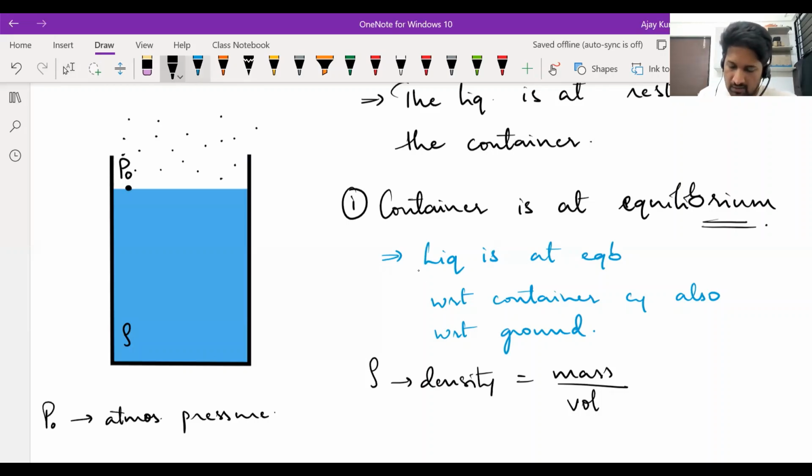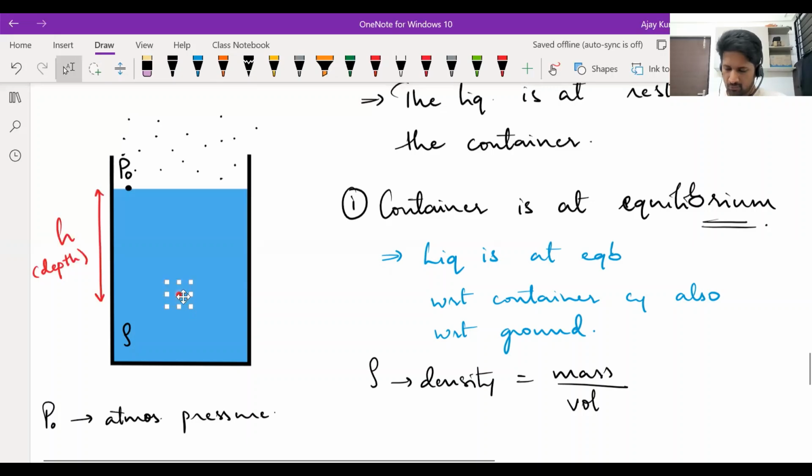Fine. Now what we want is an expression for pressure at a certain depth inside. Let's consider a point somewhere here, which is at a depth h from the free surface. At that point, we want an expression for the pressure. Now, the only formula we know for pressure is that pressure is force per unit area, perpendicular force acting per unit area. If you want the pressure at this point, you need to imagine a surface first, and you have to calculate how much force acts on that surface. Based on that, you can tell what is the pressure.